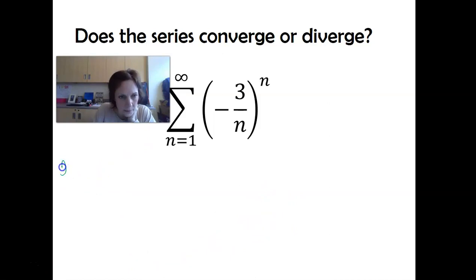All right, let's set it up. Oh, by the way, on an open-ended, I think I said this the other day, you also always have to state what test you're using, right? You have to say, by the ratio test, this is what I'm going to do. Okay, so the limit as n approaches infinity, n plus 1th term.